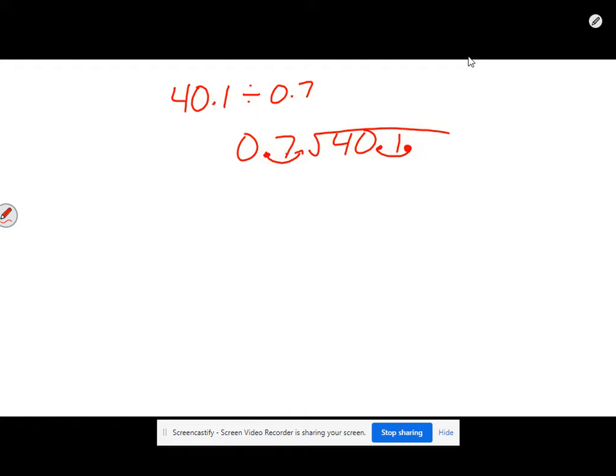So we're going to start doing our math. Can 7 go into 4? No. How many times can 7 go into 40? 5 times. 5 times 7 is 35. So 40 minus 35 is 5. Then we're going to bring our 1 down. How many times does 7 go into 51? 7 times. 7 times 7 is 49.